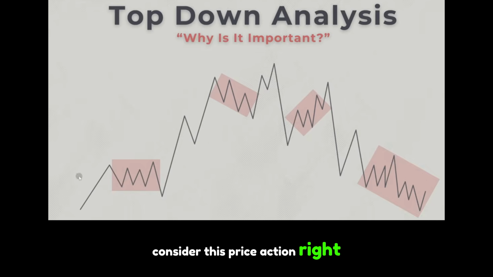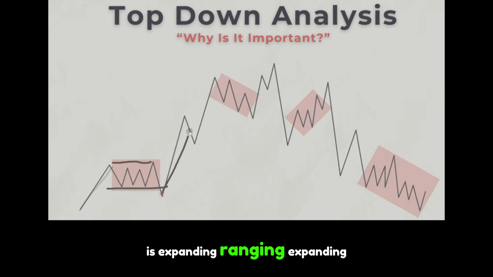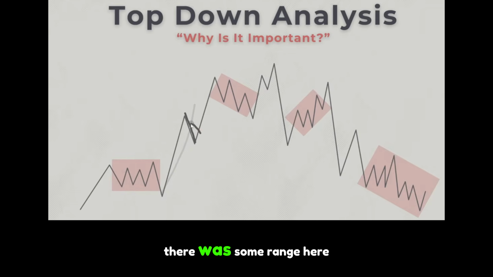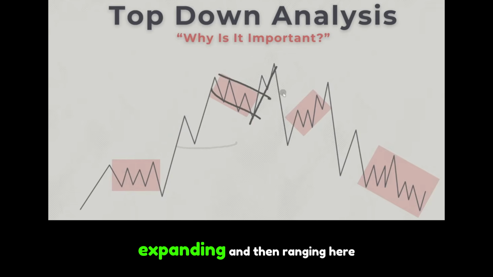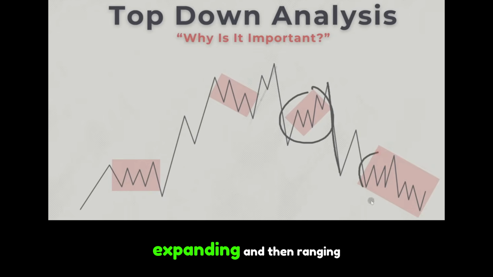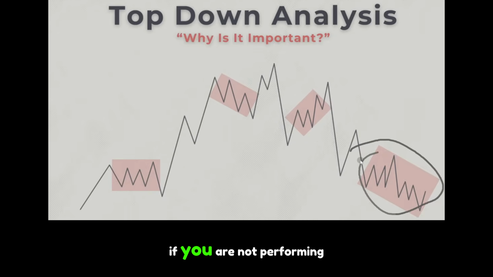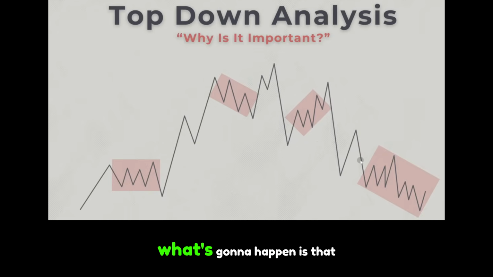Consider this price action right here. What do we see? Price is expanding, ranging, expanding. Lower, there was some range here, expanding from here. Ranging, expanding, and then ranging here, expanding, and then ranging. If you are not performing top-down analysis, you might be trading those ranges and then saying, oh my God, this is a bad day. And then this happened, it stopped you out, and the price goes here. And you're not entering this. You were entering on this range.